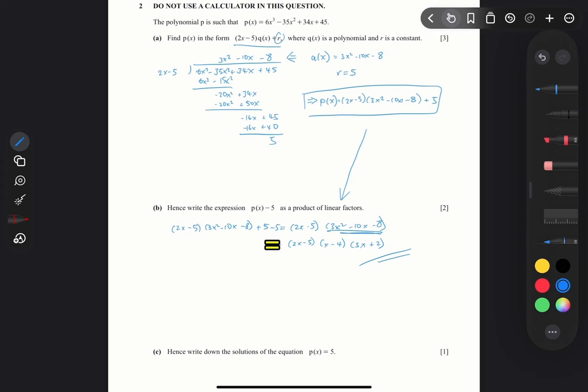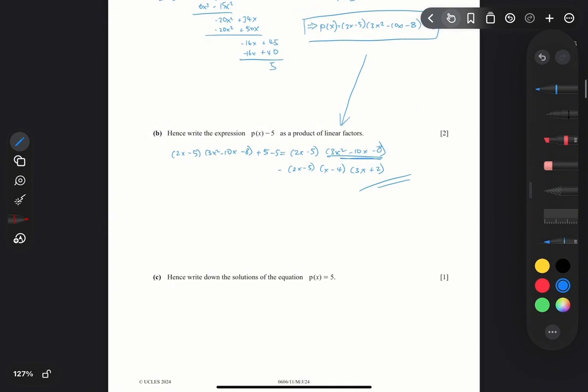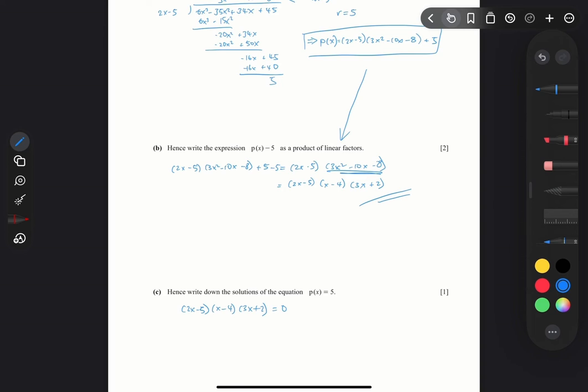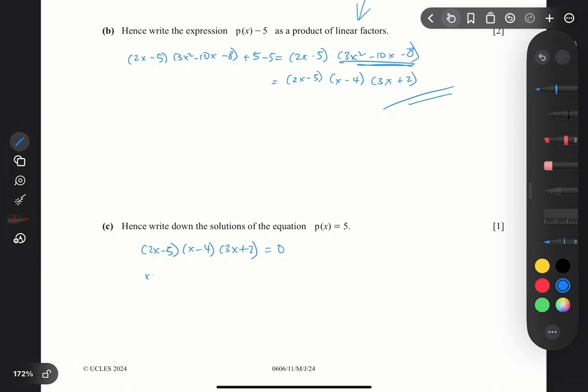Okay, so for question C, you have p(x) from part A, and since the question wants p(x) equals 5, and you know the answer from part A already has a plus 5, if you move it to the other side, it will become 0, so actually it will be 2x minus 5, x minus 4, 3x plus 2 equals to 0. So you can find the solution from here.